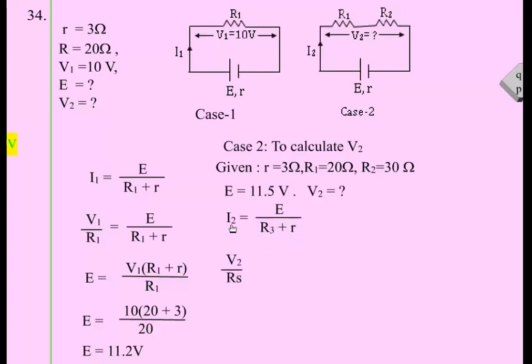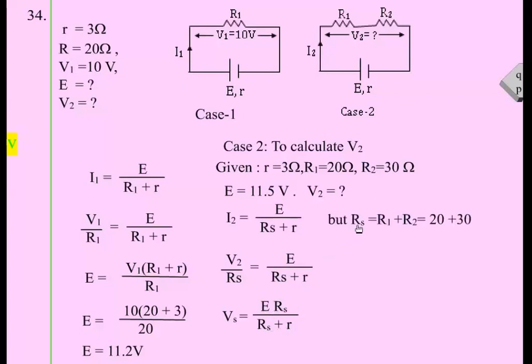So here we know I2 is equal to V2 by Rs, which is equal to E divided by Rs plus r. This Rs is nothing but the equivalent resistance of resistors connected in series. V2, or Vs, is the voltage across the series combination. So Rs is cross multiplied here, like this: E Rs divided by Rs plus r.